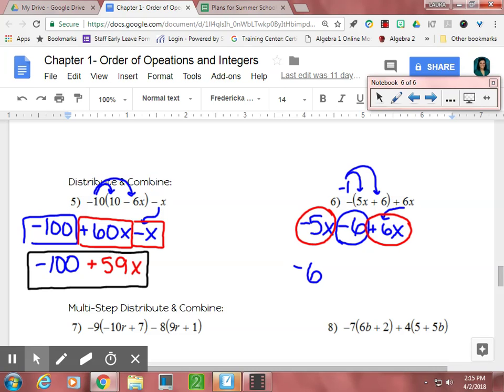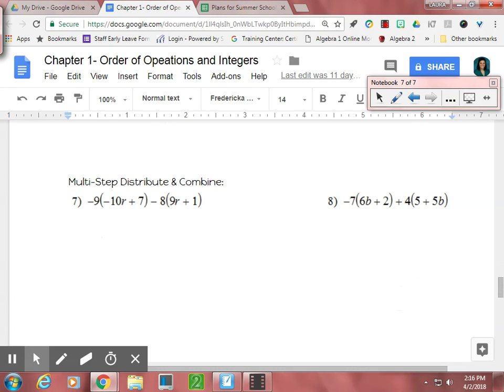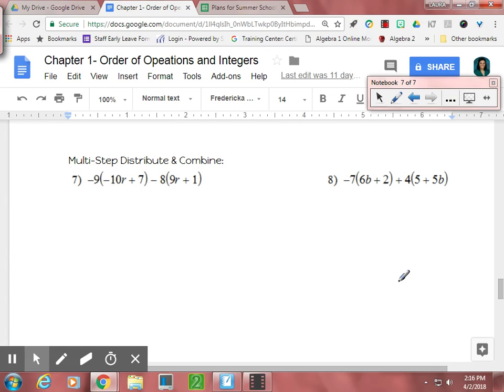are right here, which is going to give me a negative 5 plus 6, which is positive x. Okay, and that's your answer to that. So our last one's on here. We're going to distribute and combine again, but there's a few more steps to go along with this. So you might have to distribute twice. So here's our first one.